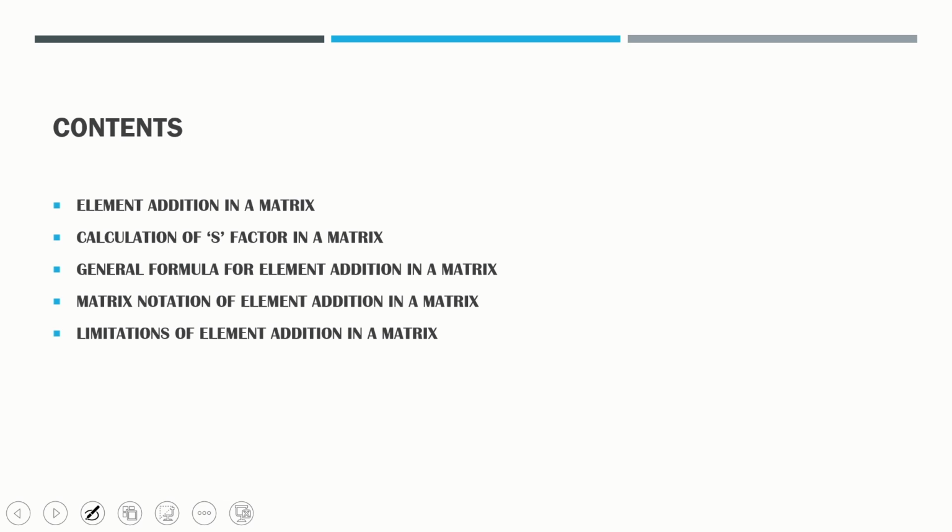First of all we will talk about element addition in a matrix, and under that there will be one S factor. What is that S factor? We are also going to learn about it, and for that S factor we have some calculation part also. After learning these two topics, we are going to finally learn the general formula for element addition in a matrix.